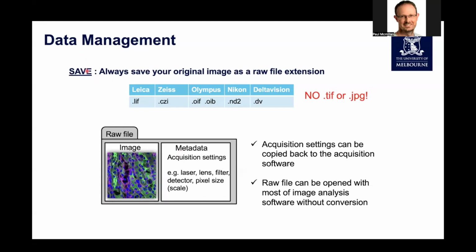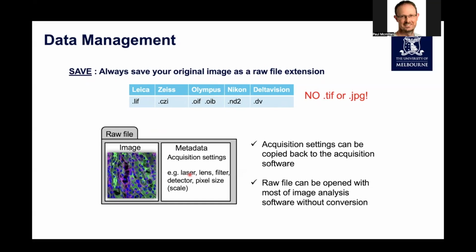The first rule that we always suggest to our users is to always save in your original raw file extension. Depending on what company you're using, the file extensions change. Try not to, if you can, save this data as a TIFF or a JPEG file. The reason we suggest that is these files don't just save the image, but they also save the metadata as well, so exactly how that image was acquired.